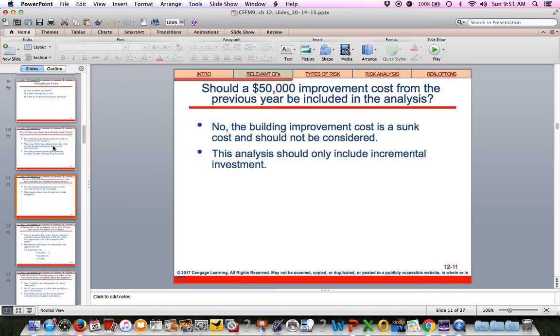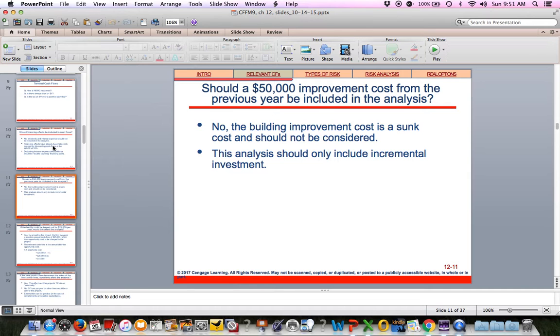It says, should $50,000 improvement cost from the previous year be included in the analysis? And the answer is no, because it was a sunk cost. Okay, so the chapter will have a lot of terminology in it. Make sure you know that, but sunk cost is one of them. A sunk cost is something that's happened in the past that cannot be changed.